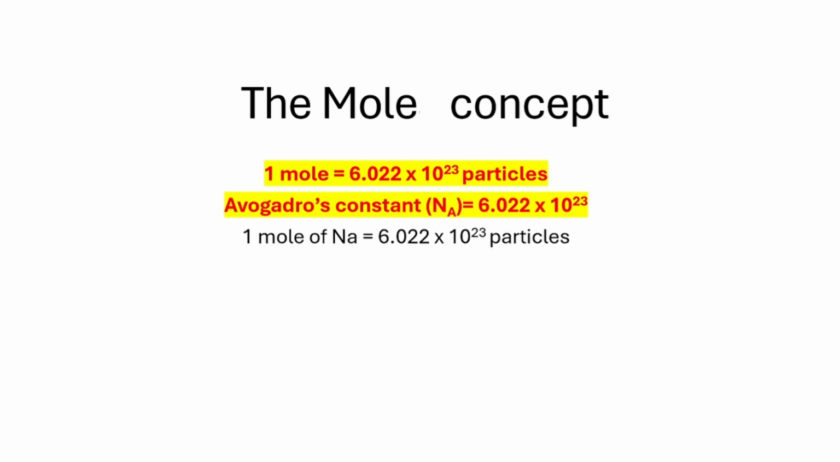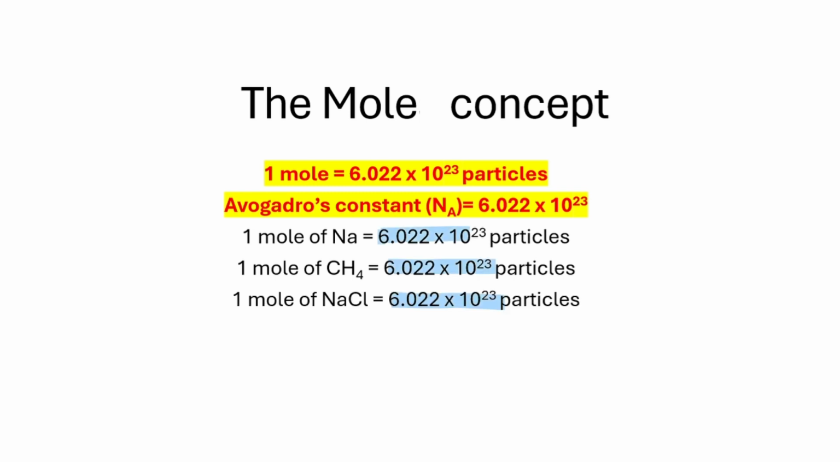Which means, to make it clear, we can write that 1 mole of sodium will have 6.022 times 10 to the power 23 particles. 1 mole of methane will have the same number of particles. And 1 mole of sodium chloride also will have the same number of particles. So irrespective of the type of substance which has been given to us, 1 mole of a substance always has the fixed number of particles. The number of particles do not change.